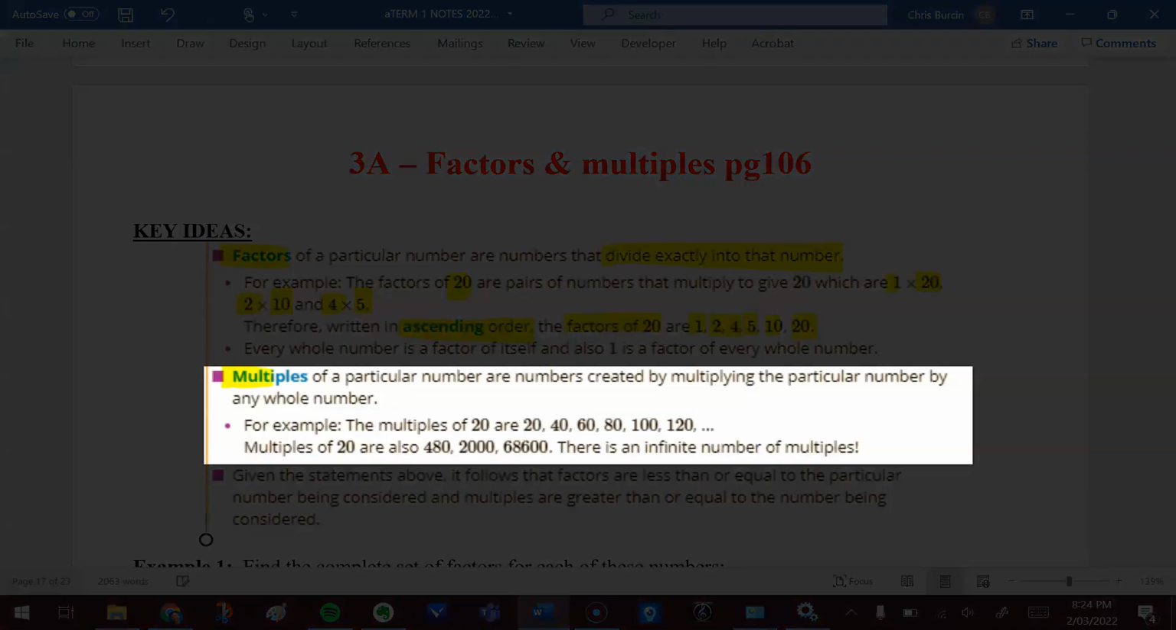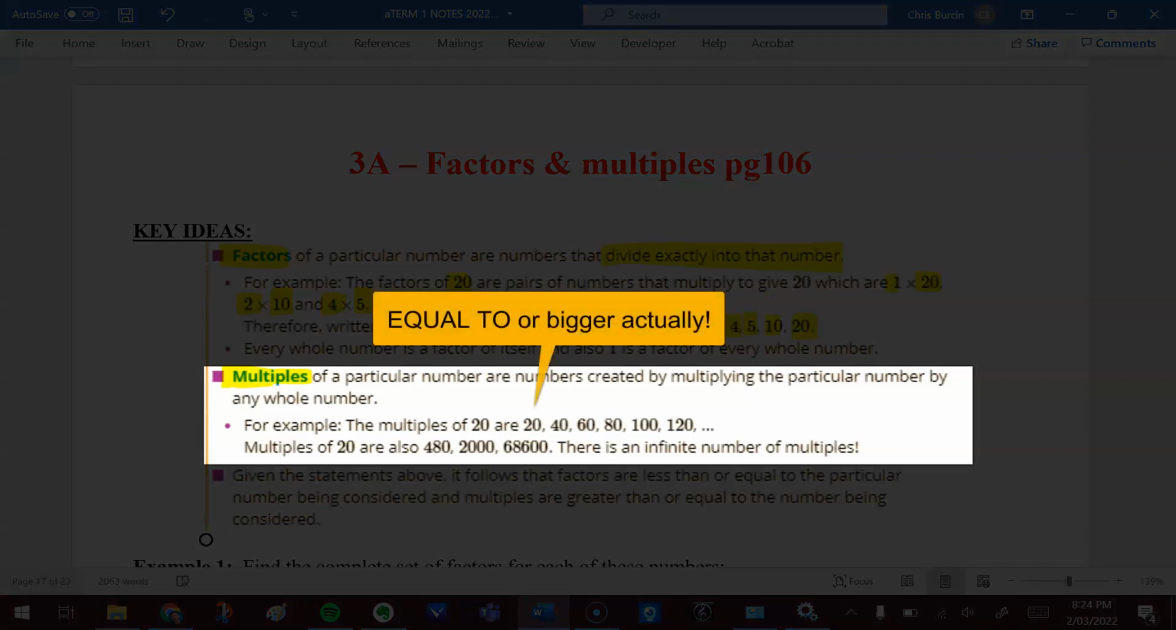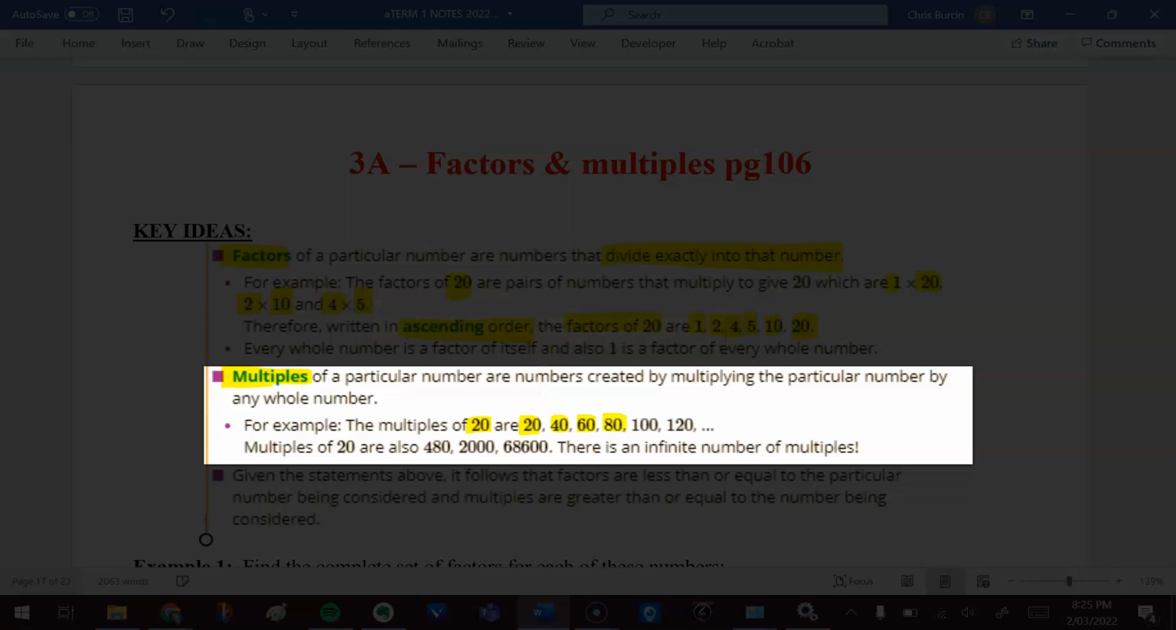Now, multiples are always going to be bigger than the number itself. So if you think of it, multiples of 20 are the counting numbers. 20 times 1, 20 times 2, times 3, times 4, times 5, times 6. So 20 times 6 is 120, which is a multiple of 20. And these go on forever. You can multiply something by anything, and it's going to be larger than the number itself.